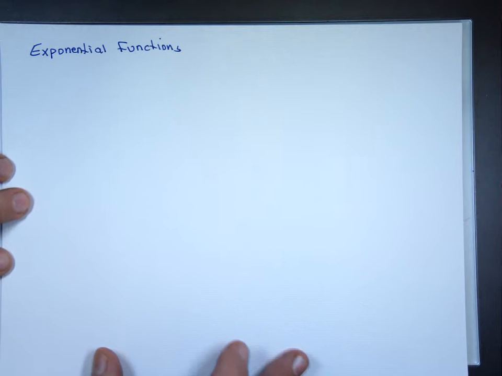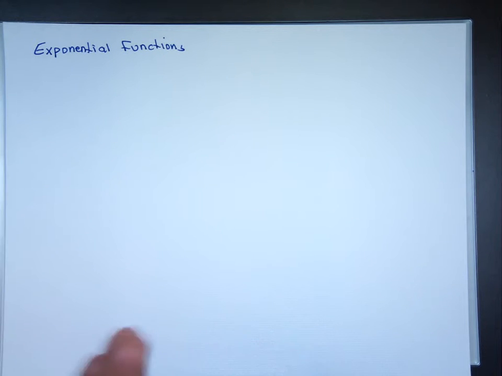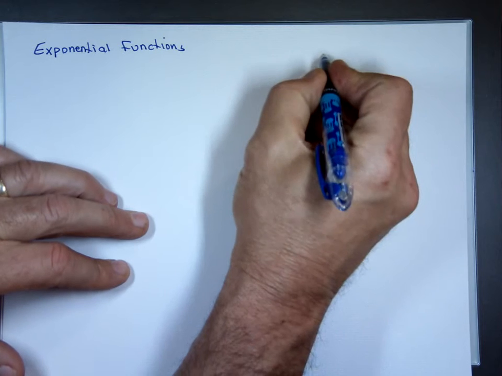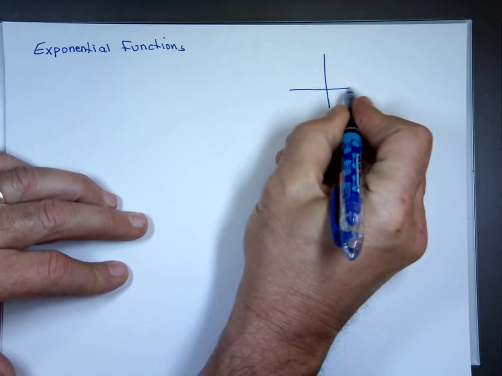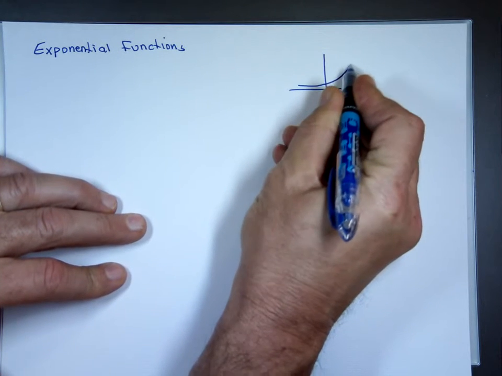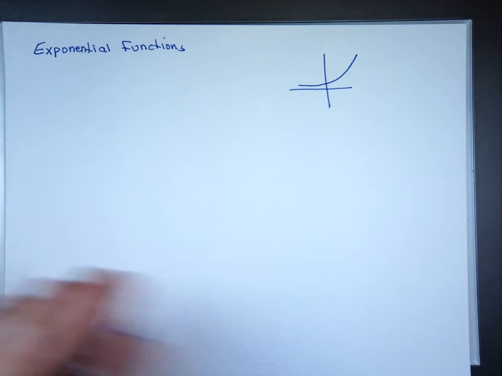If you are thinking linear versus exponential, exponential, actually, the graph looks something like this. I'll come back to it. Where linear, it's a straight line.